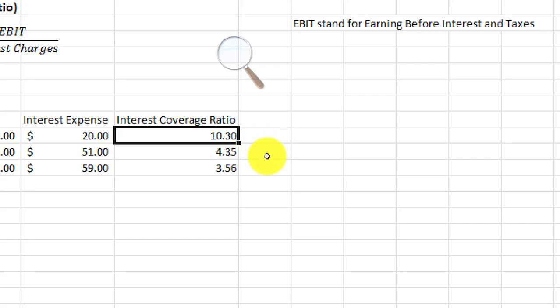If you want to compare it with the industry averages, you can write it over here, the relative industry averages, and you can compare it. You can even make a graph as well.